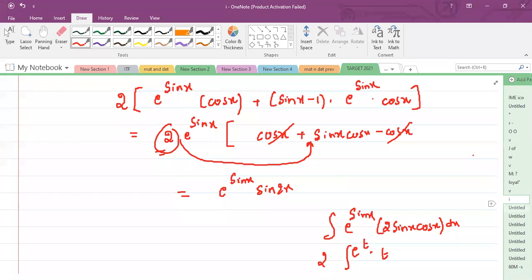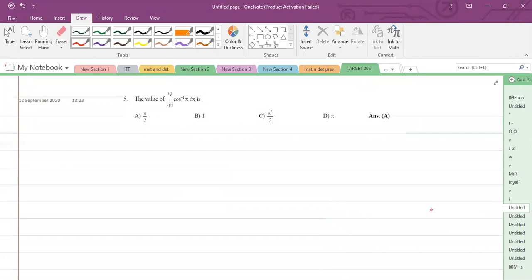Next problem. The value of the integral from minus 1 by 2 to 1 by 2 of cos inverse of x dx. This is also a question of 2020 Karnataka CET.